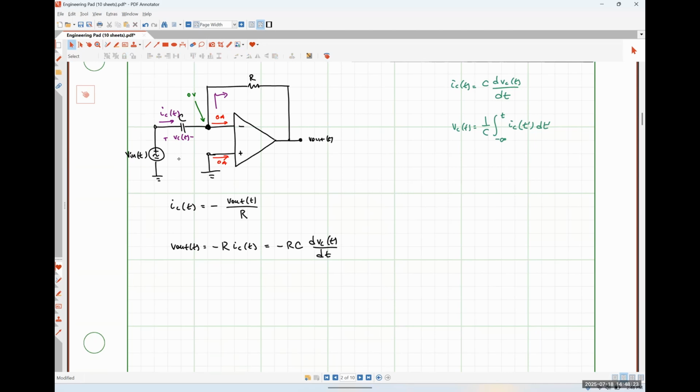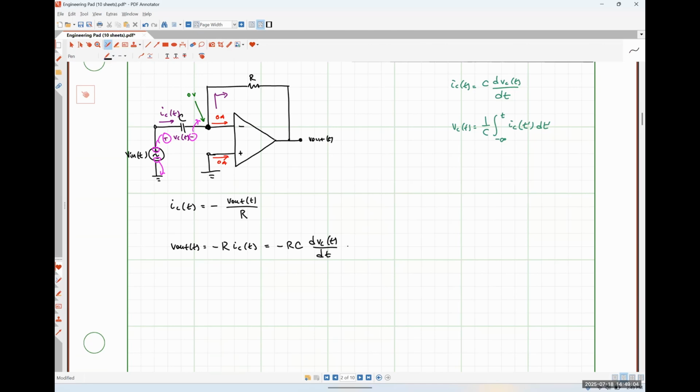So the positive polarity terminal of my capacitor voltage is at the same node as the positive polarity terminal of my input signal. And the negative polarity terminal of my input signal is at ground. Well, the negative polarity terminal of my capacitor voltage is at 0 volts, which is essentially ground. So from this, we can see that Vc of t, our capacitor voltage, and Vin of t, our input signal, are actually the same thing.